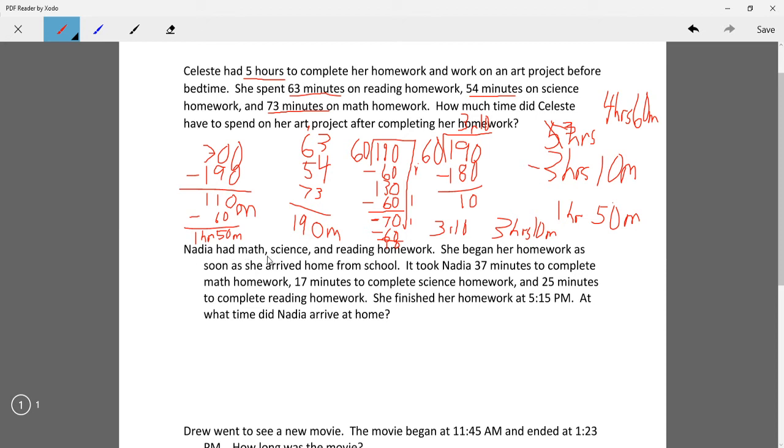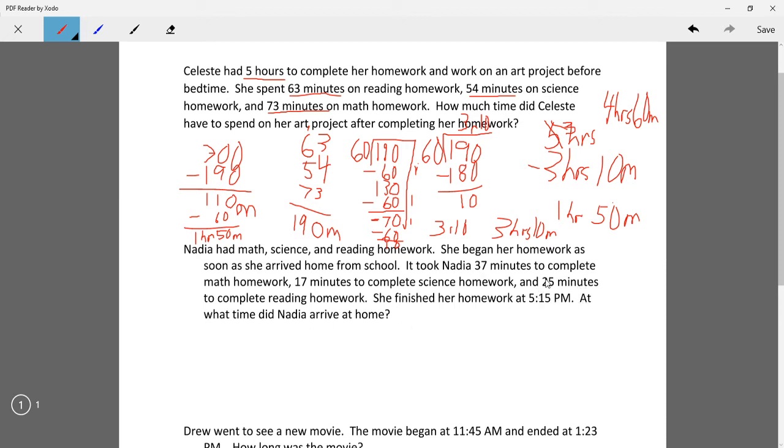Nadia had math, science, and reading homework. She began her homework as soon as she arrived from school. It took Nadia 37 minutes to complete math homework, 17 minutes to complete science homework, and 25 minutes to complete reading homework. She finished her homework at 5:15. At what time did Nadia arrive home?